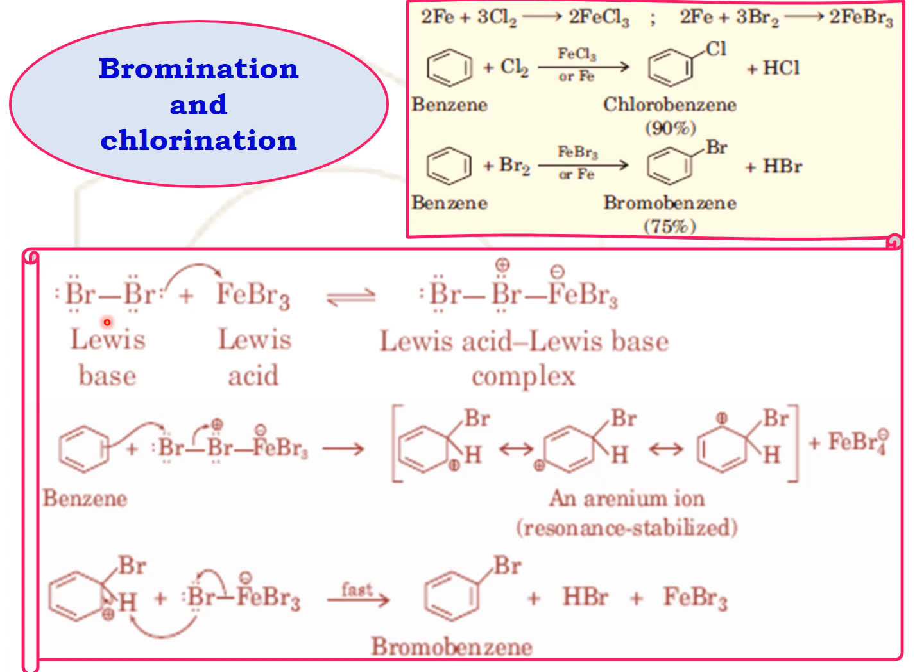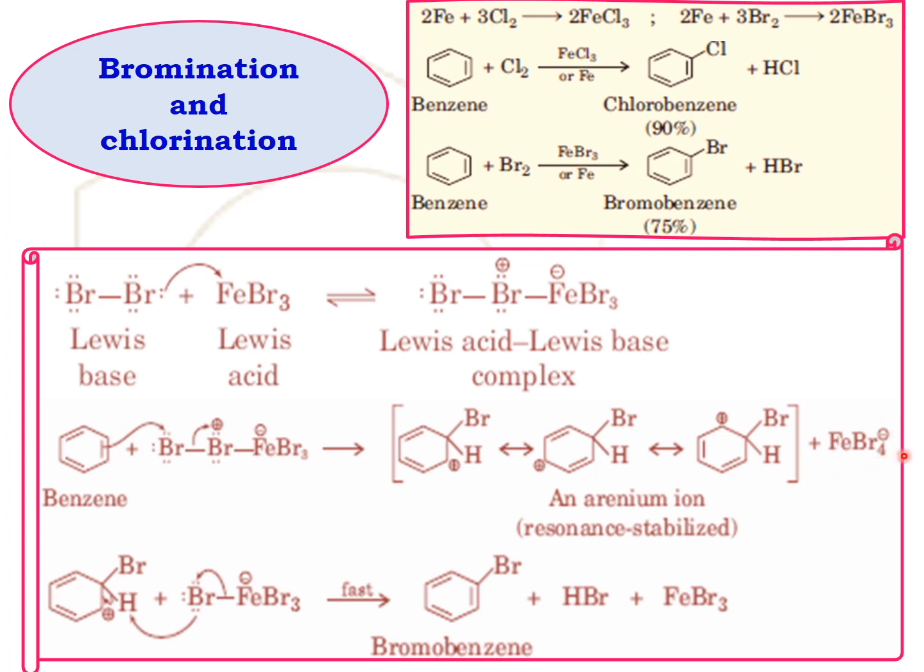Coming to the mechanism, the bromine molecule reacts with FeBr3 Lewis acid. Here, the bromine molecule itself acts as a Lewis base. FeBr3 acts as a Lewis acid to provide the formation of a complex, that is a Lewis acid-base complex. This complex reacts with the benzene ring to form an arenium ion. This arenium ion is resonance stabilized. While forming the arenium ion, we get FeBr4 minus.